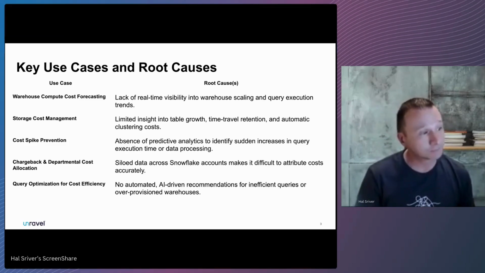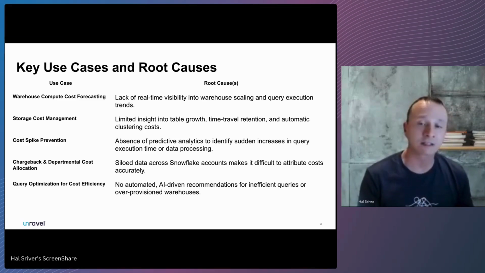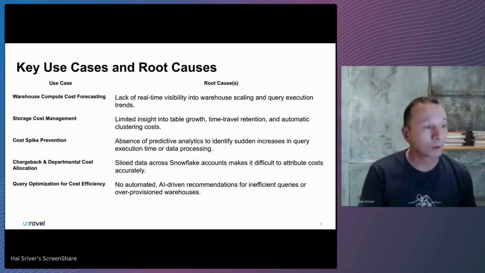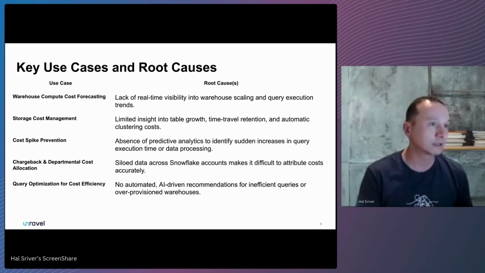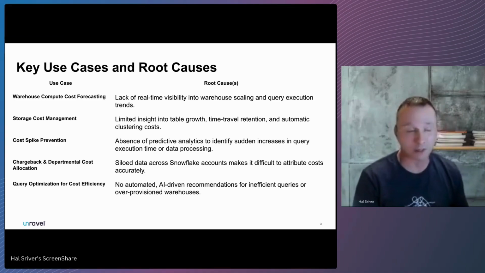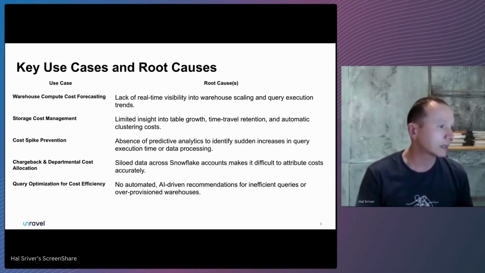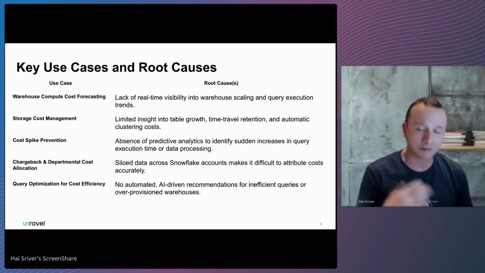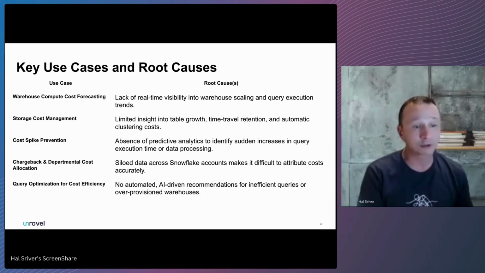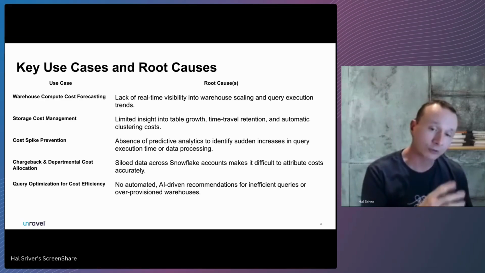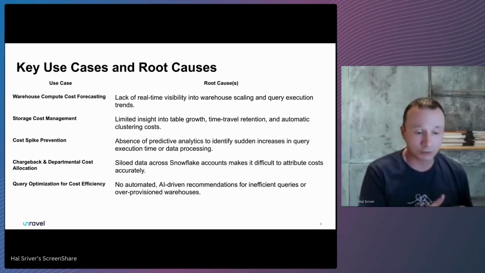Cost spike prevention. When you don't have predictive analytics to give you an idea of, or help you identify, those sudden increases in query execution or even data processing, that poses a challenge in trying to prevent those types of spikes. Chargeback and departmental cost allocation. This is typical because there's a lot of siloed data across the estate, different accounts, making it more difficult to attribute costs accurately across cost centers, business units, those types of things. And then how do you correlate from those to warehouse usage and how those are performing.